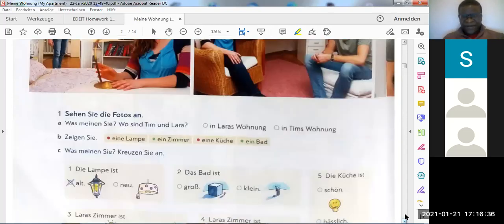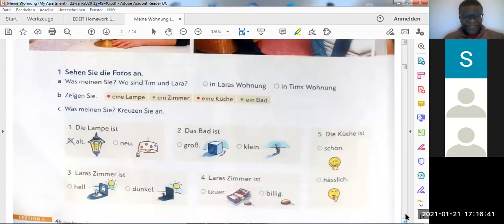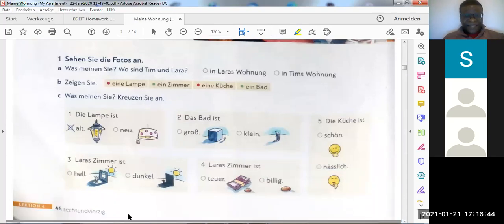Okay, so ab morgen, from tomorrow, we are going to start from here. Quickly, I just read for you this. Eins, Sie hängen die Fotos an. Okay, this is our next topic. Sie and the split verbs. Somebody asked me why the and. Maybe tomorrow. Ansehen, the photos. Look at the photos. Was meinen Sie? What do you think? Or what's your opinion?